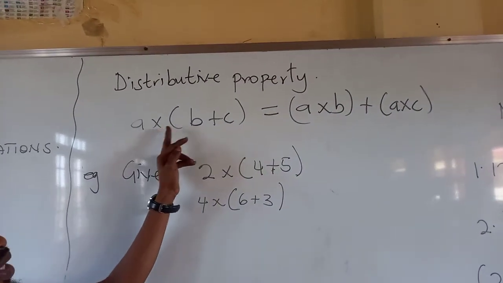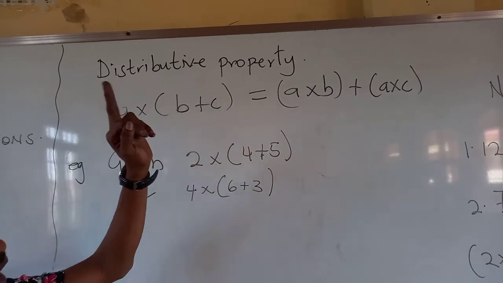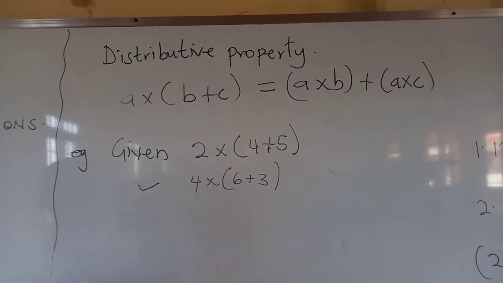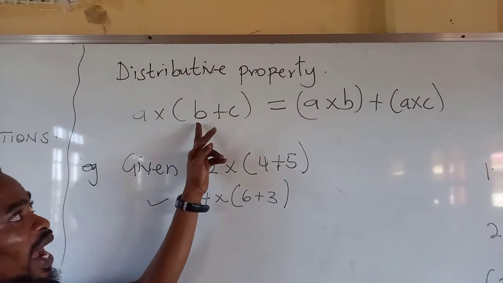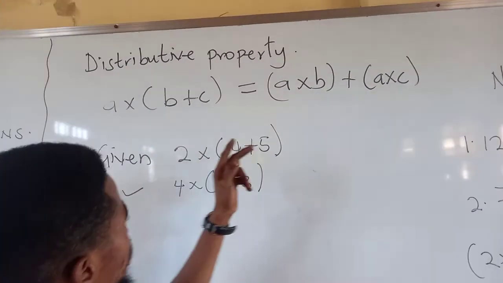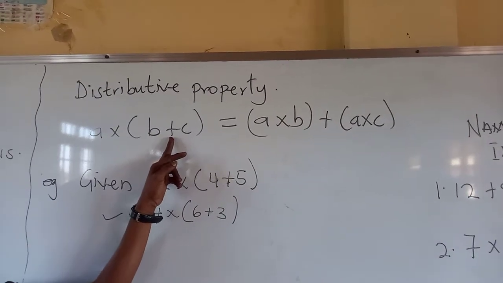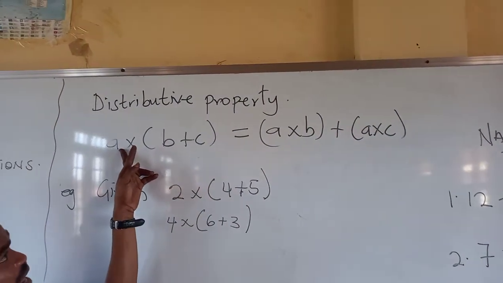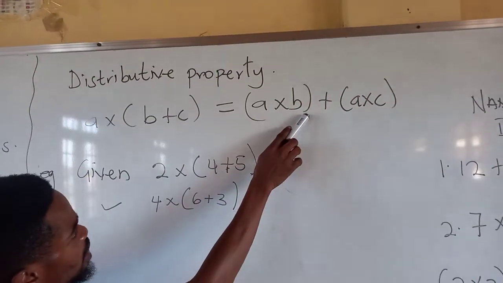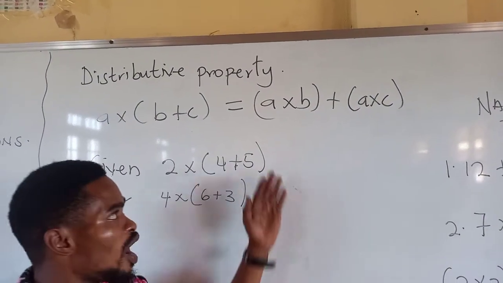So we have a times, in brackets, b plus c. So we have multiplication and addition. Now we are asked to distribute. In distributing this, the one outside the bracket must multiply both variables. This is what we call distribution. So we say a times b, and don't forget the addition sign must be here, and then a times c. So we have a times b plus a times c. This is how we distribute it.